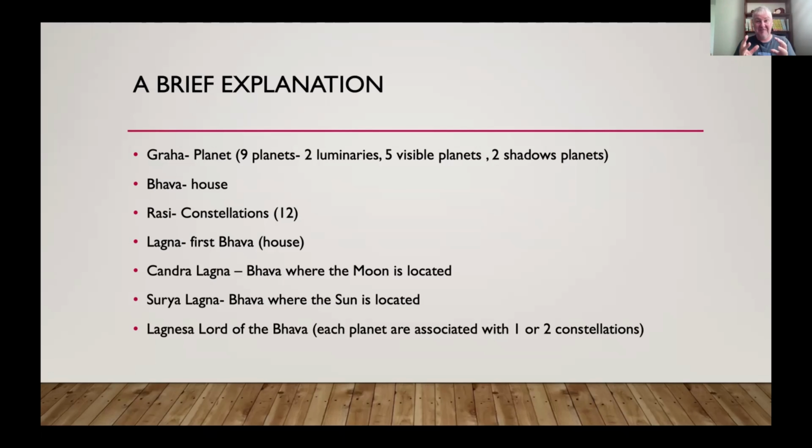Lagna refers to the first bhava, then Chandralagna refers to the bhava, the house where the moon resides. Suryalagna refers to the bhava, the house where the sun resides. And finally, Lagnesha, or lord of the bhava. Each constellation has planets that rule the constellations, and that's something that's very important. But we're going to see that, and it's very easy to understand.